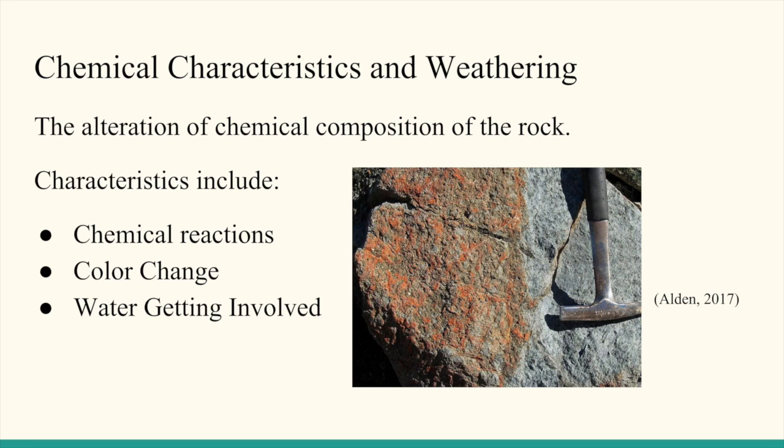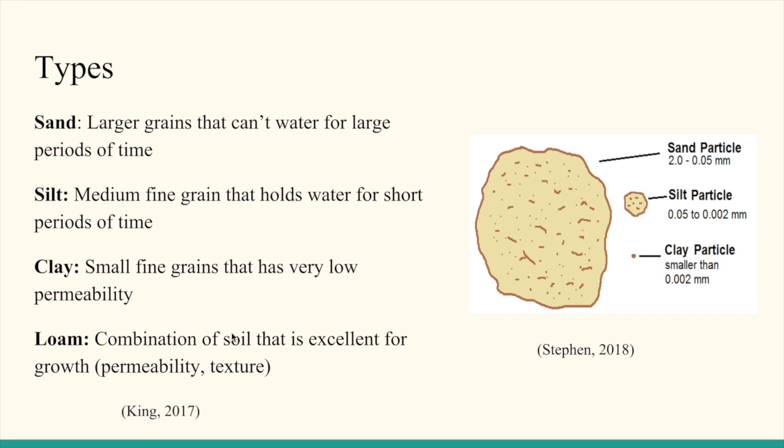However, chemical weathering is very critical for the alteration and breakdown of rocks. It changes the chemical composition of rock minerals and breaks down the rocks, changing the chemical makeup. This is when the minerals within the rocks react with water, air, or other chemicals, and characteristics include water getting involved in the rock, breaking it down, color change, and chemical reactions breaking down the rock, turning it into soil slowly and slowly. There are many types of soil: sand, silt, clay, loam.